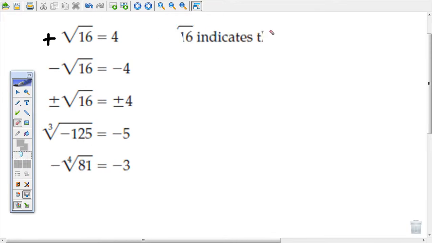When we talk about the principal square root, we mean the positive one. If I have a negative sign in the front, I'm asking you to take the square root of 16, which is a positive 4, and then to make it negative, to multiply it by negative 1.